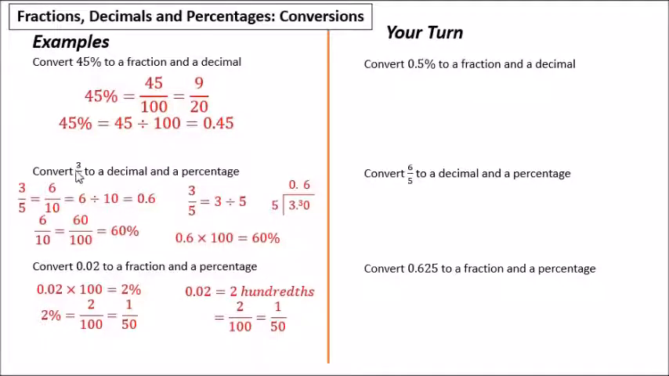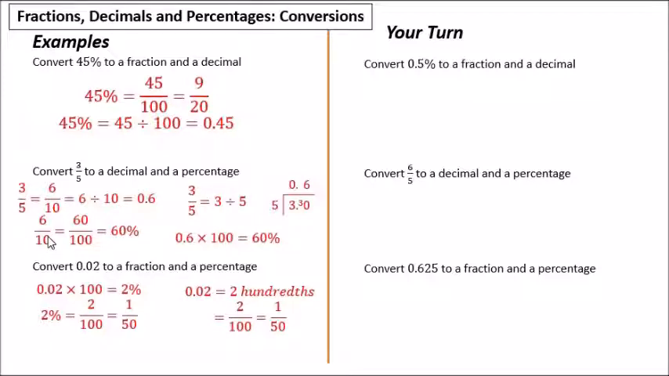We could also recognise that 3/5 means 3 divided by 5. And we could just do 3 divided by 5 as is with the bus stop method. 3 divided by 5, well, 5 doesn't go into 3 any time, so we have to put the decimal point and the 0 here, so 3.0. So 5 goes into 3 0 times with a remainder of 3. 5 goes into 30 6 times, so we get 0.6. So two different ways of getting 0.6.